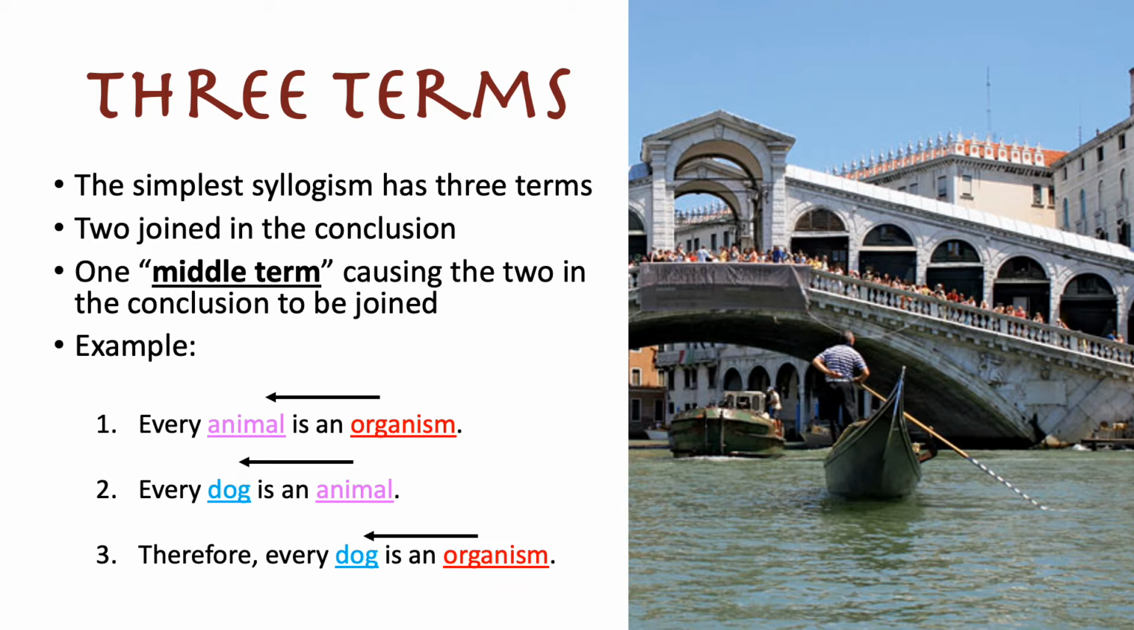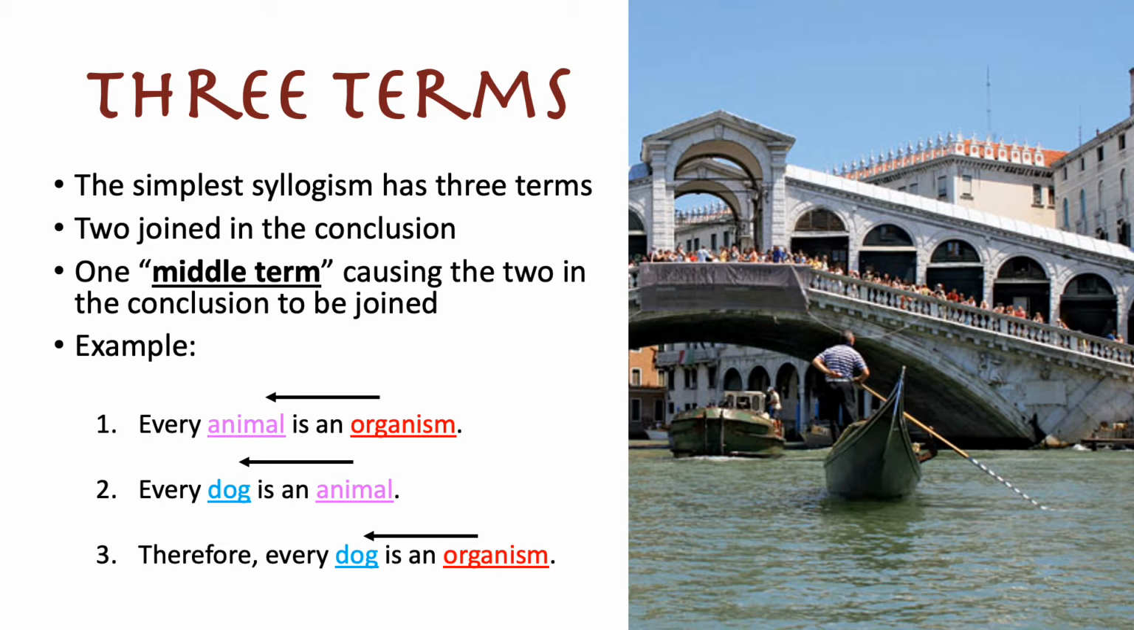Every animal is an organism. That's the first premise. Organism here is related to animal. In the second premise, we say every dog is an animal. Here, animal is related to dog. Thus, there's a relation between animal and organism and between animal and dog.